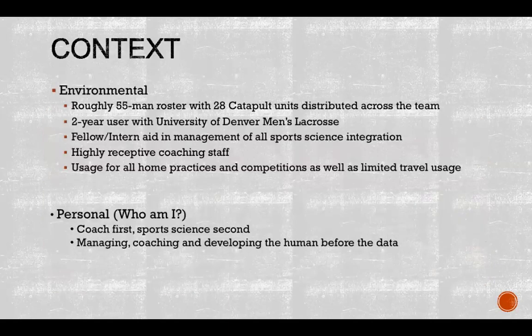So just to create some context, guys, the environment that I work within has a roughly 55-man roster. That's probably going to grow after this COVID situation with the transfers and the portals and all that going on, but it's a pretty big roster. And we track 28 of the roughly 55 people on the team. So 28 Catapult units distributed across the team. Just over 2-year user with the University of Denver men's lacrosse team, with the Catapult wearables.